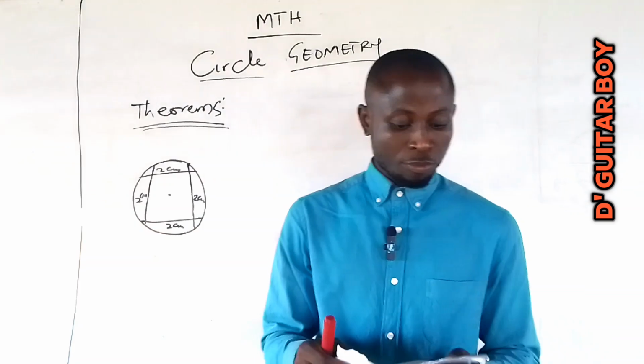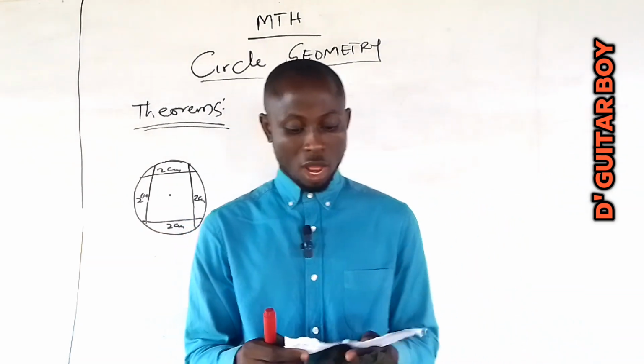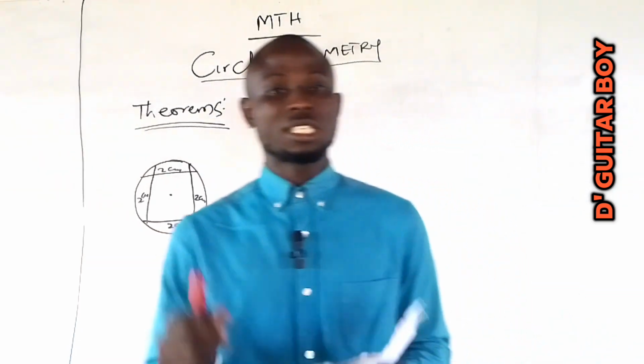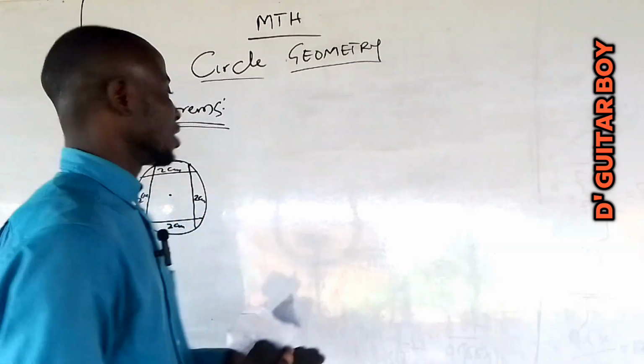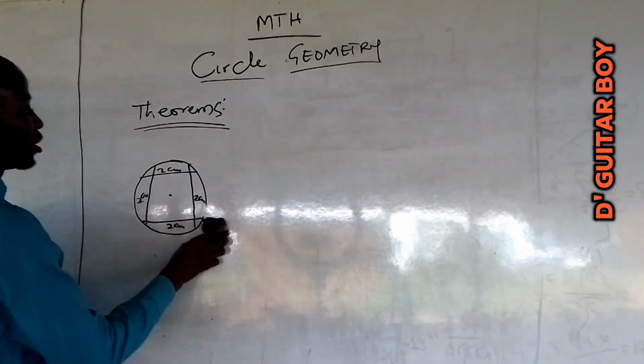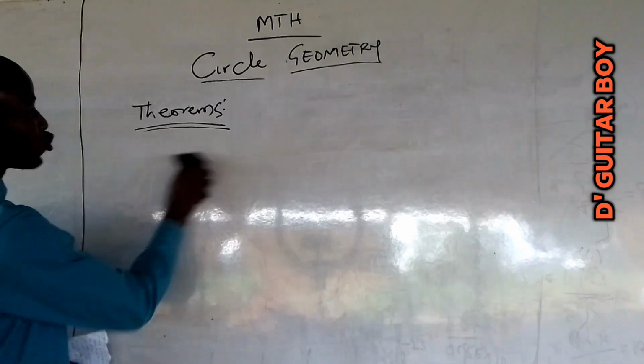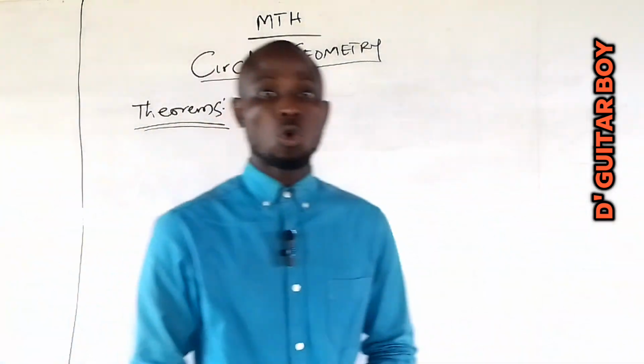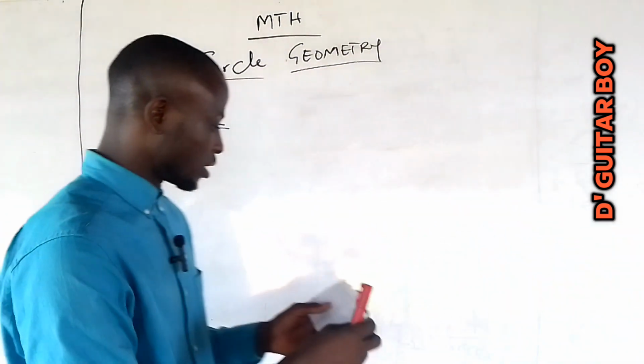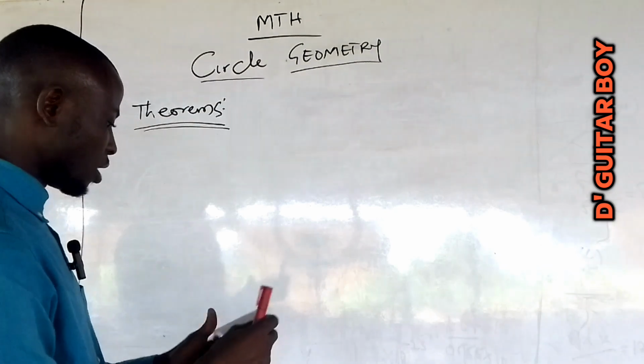Let me repeat. It says equal chords of a circle are equal distance from the center of that circle. That is what this particular one says. So it's very paramount. These are the tools you hold in your hands for you to be able to solve problems on geometry. The next one, let's quickly talk about the next one.